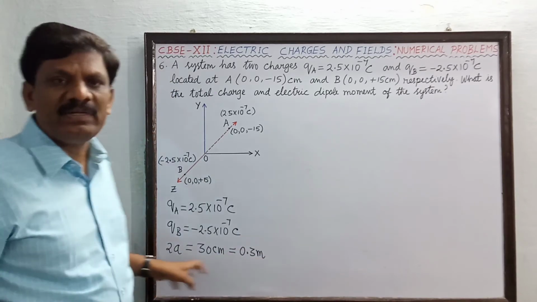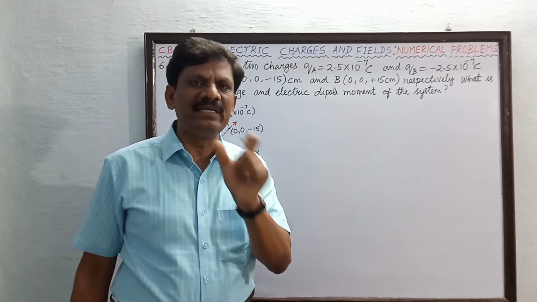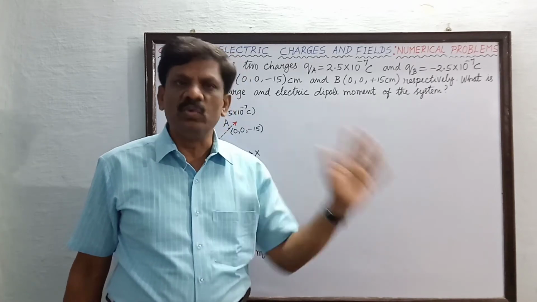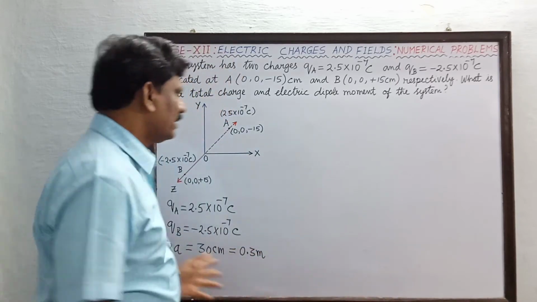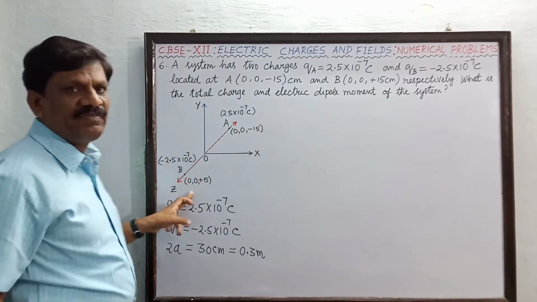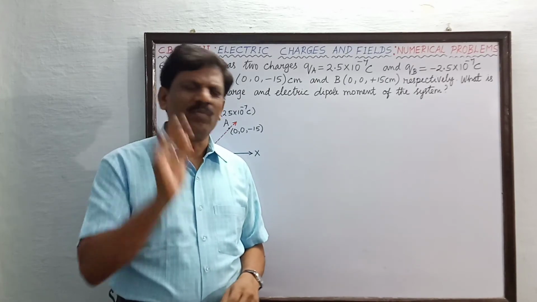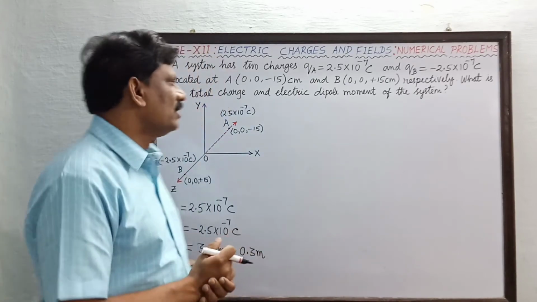Here only care should be taken. You should not take the symbol as D or A. You have to take either 2D or 2A. Understand that? And this is also minus 15 to plus 15. The distance of separation is 30 centimeter. Here only one point you will have to understand. So now what is asked first?